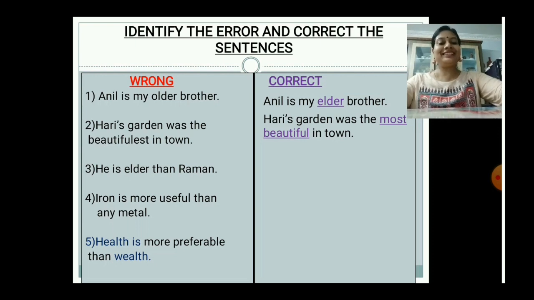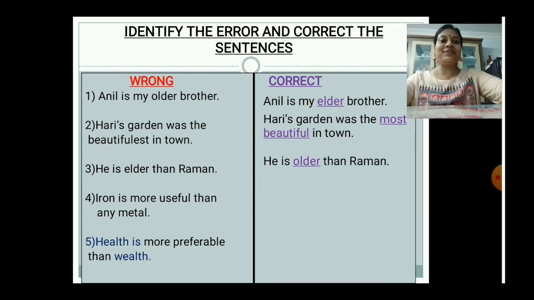He is elder than Raman. Can you say what is wrong in this sentence? Yes, the correct word will be older. He is older than Raman. Iron is more useful than any metal. So, what is wrong with this sentence?